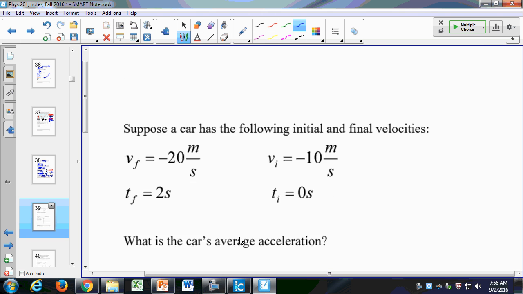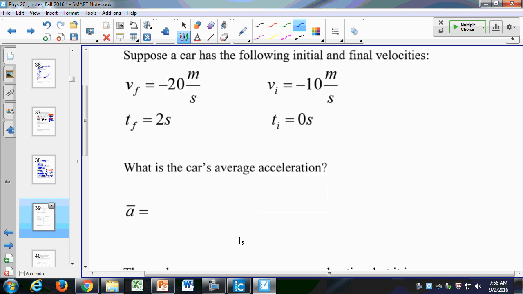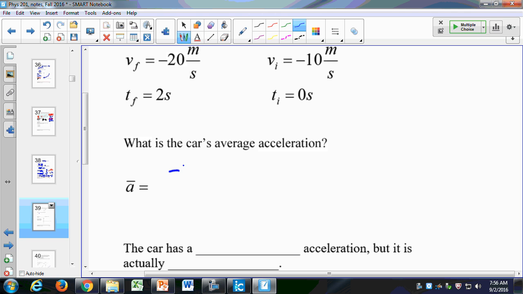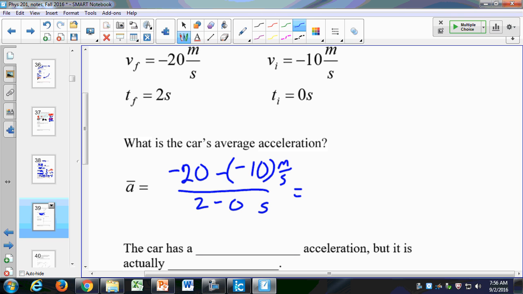All right, so let's just go through this. What is the average acceleration of this? Did we just do one like this? Okay, so V initial, V final, I'm going to have minus 20 minus negative 10 divided by 2 minus 0. This is meters per second over seconds. So this becomes a positive. And I get negative 10 over 2, which is negative 5 meters per second squared.